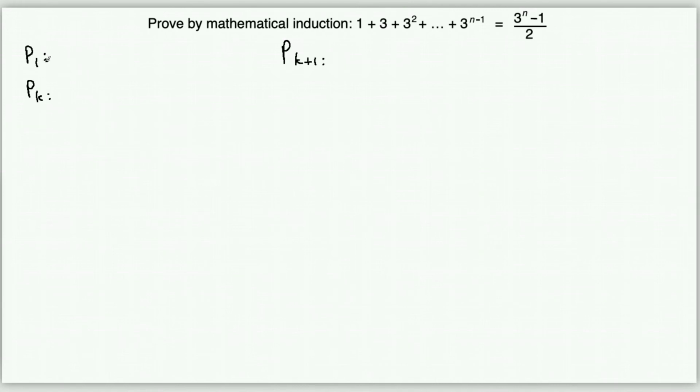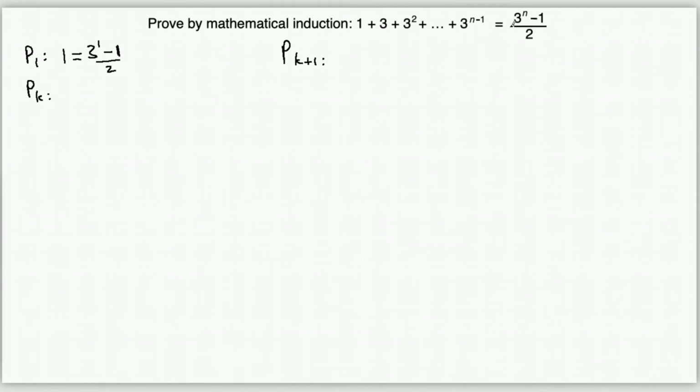So P1 takes into account when n is equal to 1. So we're talking about the first term only. There are n terms here from the first to the nth term, but we're talking about only the first term. So the left side is 1. And the right side, you're going to substitute the n value of 1 into that power. So it's going to be 3 to the 1 minus 1 over 2. And we're not verifying if it's true or not. We're just writing it out for now.